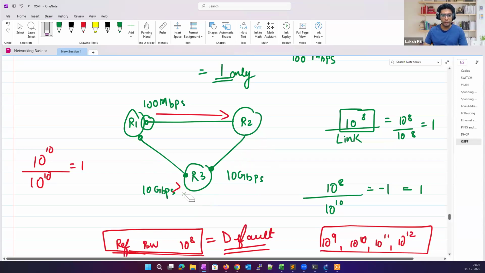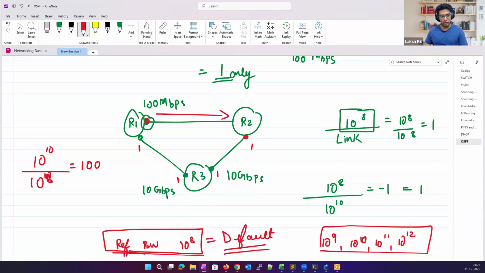So for these links, which are 10 Gbps links, you get one value, one value, one value, and one value. What about this link, which is basically your 10 power 8? You get 100 as the value.